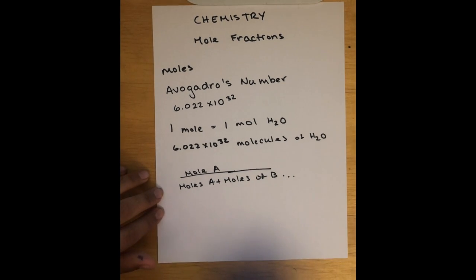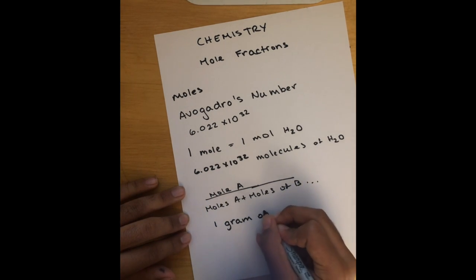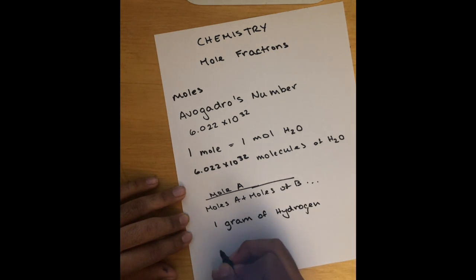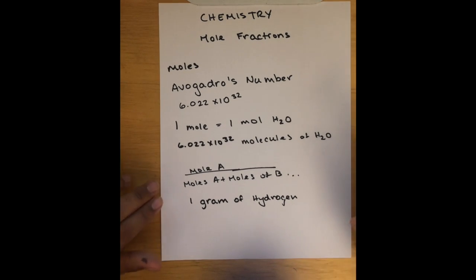So let's suppose that we have 1 gram of hydrogen in our sample of water. So first we need to figure out how many moles there are of hydrogen. Suppose that none of our oxygen is in excess, meaning that we have the exact amount of oxygen needed to bond with the 1 gram of hydrogen in order to create the appropriate amount of water.